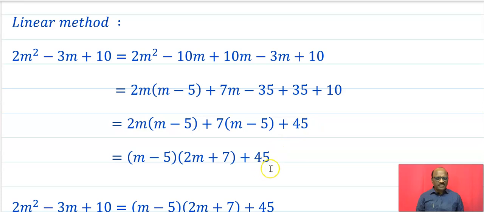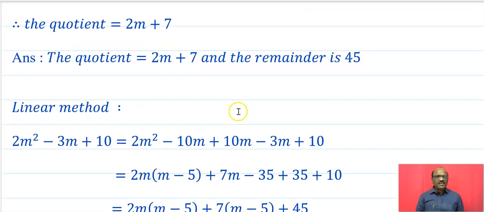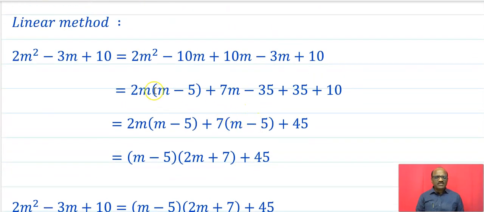The remainder is 45. What about the synthetic division? The remainder was 45. In the same way, here the remainder is 45. Again, I will explain this method. Now see this, always consider the first term.